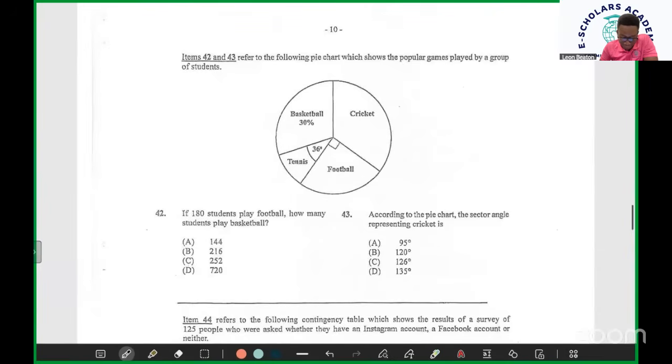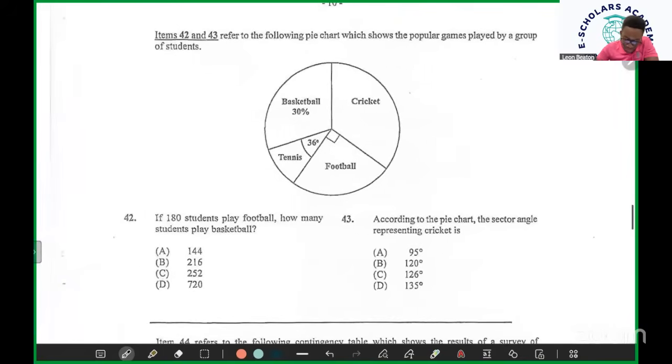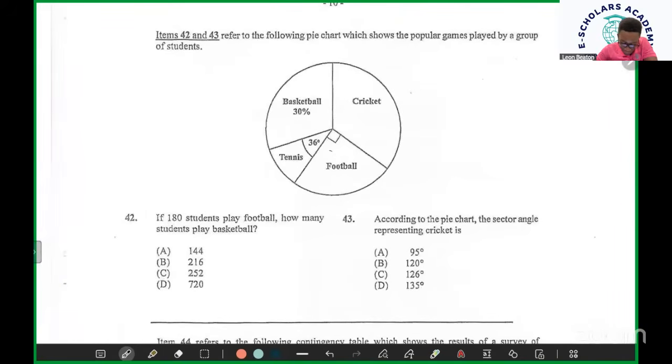180 students play football. How many students play basketball? So that means football is 90 degrees, which is a quarter of the circle. So a quarter of them play football. If a quarter of them play football, which is 180, then 180 times 4 will give us everybody. 4 times 0 is 0, 4 times 8 is 32, 4 times 1 is 4 and 3 is 7. So 720 people in total.